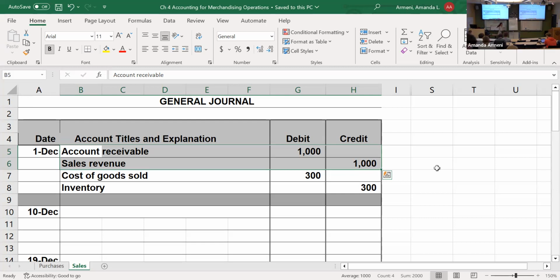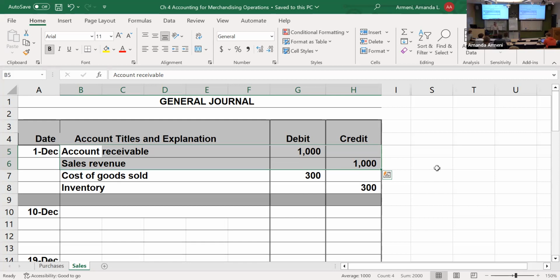Debit accounts receivable, because accounts receivable is an asset and it's increasing. That's why it's our debit. And credit sales revenue, because sales revenue is a type of revenue, which is a component of equity. It always increases equity. So that's why it's the credit in our journal.